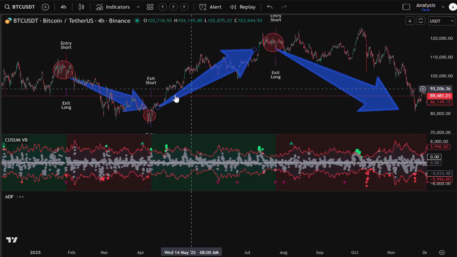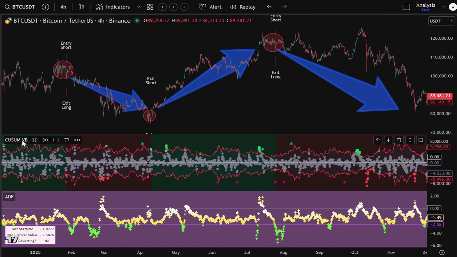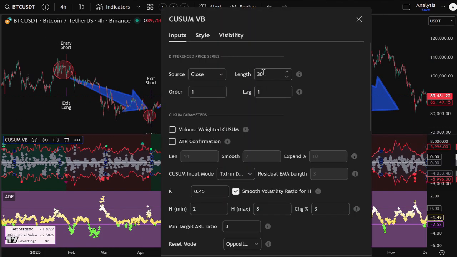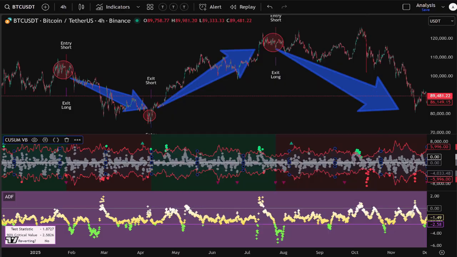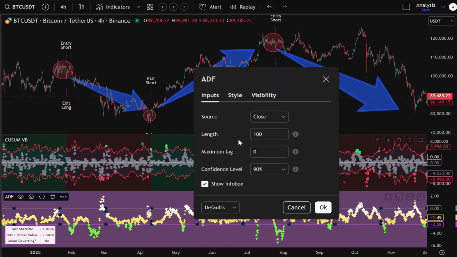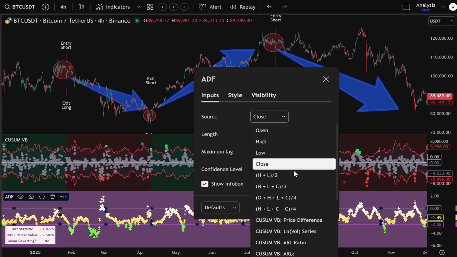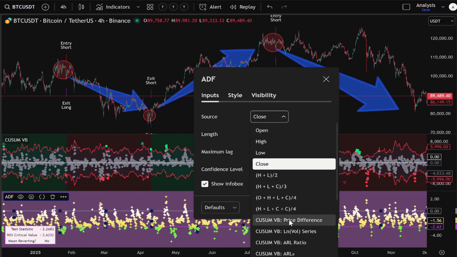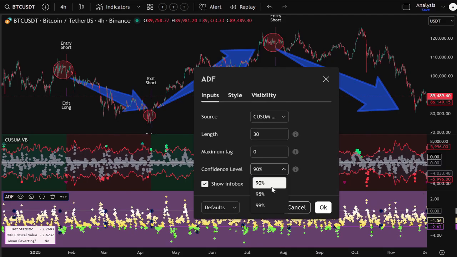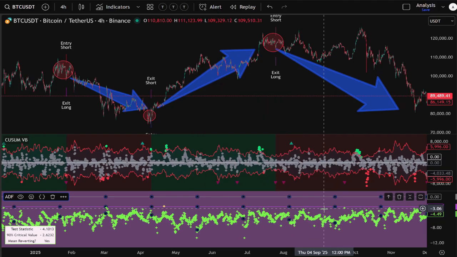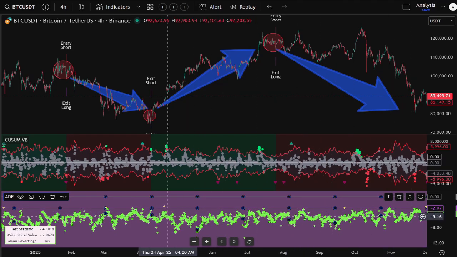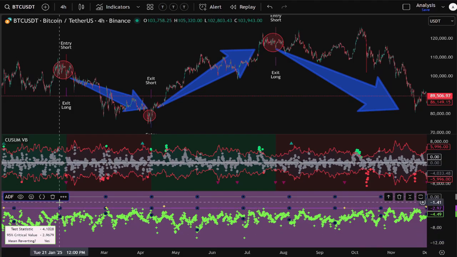Add that to the chart. We know we've got our length of 30 here. So we change this to 30. Select the price difference from our indicator, 95%, and we see we're all green below this line, mean reverting. It confirms that it is stationary.